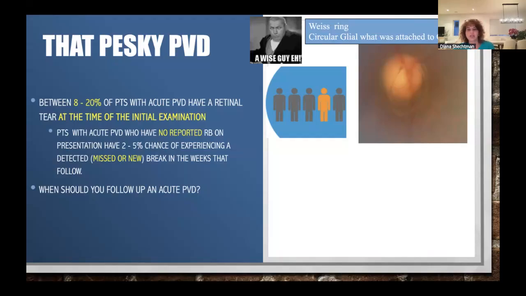And as I mentioned, thereafter, when you follow up the patient a month, 2 months out, the chances of a retinal break is less than 2 to 5%. And it's typically either missed or a new one. When should we follow up a PVD? Joe, what are your guidelines? What do you usually do for your patients in regards to a PVD follow-up?